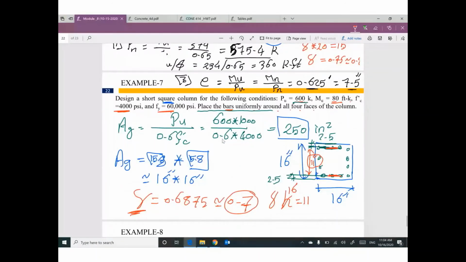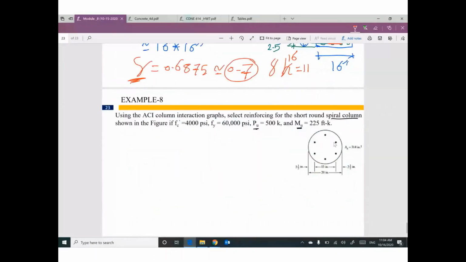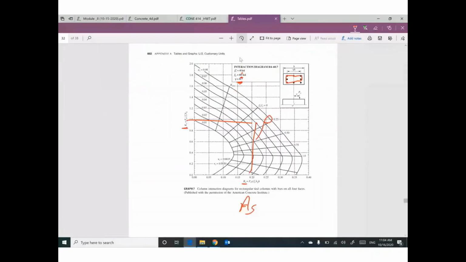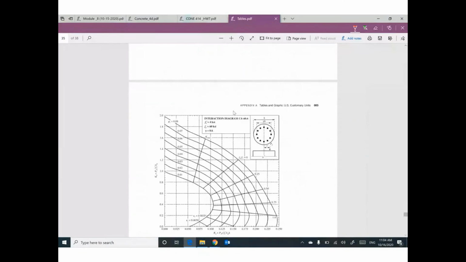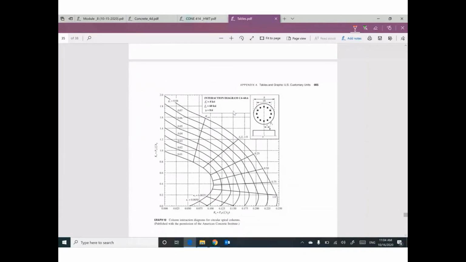Okay, if you have a circular column, the only difference is you have a special interaction diagram. You need to figure out where the interaction diagram for a circular column is. Okay, any question?